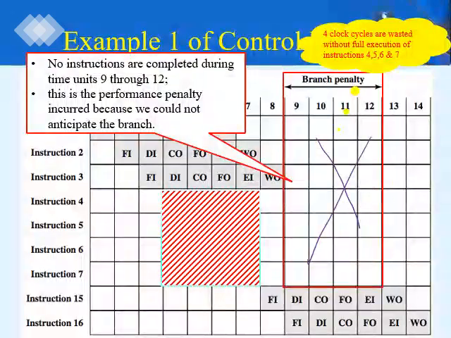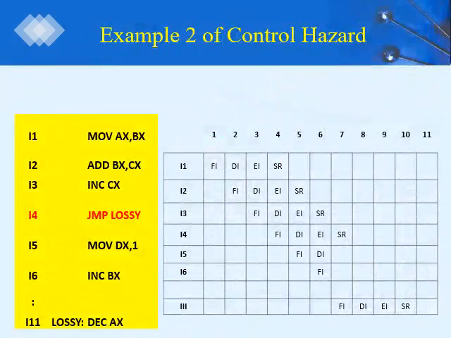4 clock cycles wasted because of instruction 4, 5, 6, and 7. Let us show you a second example of control hazard. So we have these instructions in the yellow box here. We have instruction 1, instruction 2, instruction 3, and our branching happens in instruction 4, and it will jump to instruction 11, ignoring 5, 6, 7 until 10.